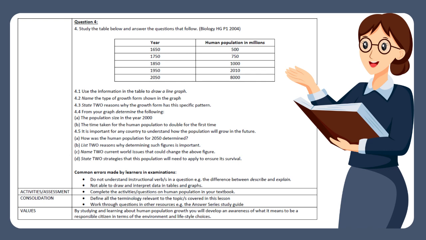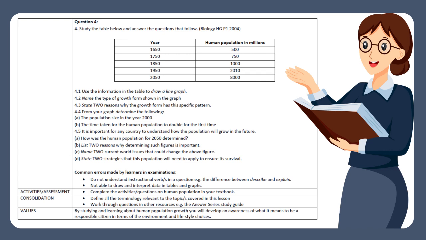Common errors made by learners in examinations. Do not understand instructional verbs in a question, e.g. the difference between describe and explain. Not able to draw and interpret data in tables and graphs.